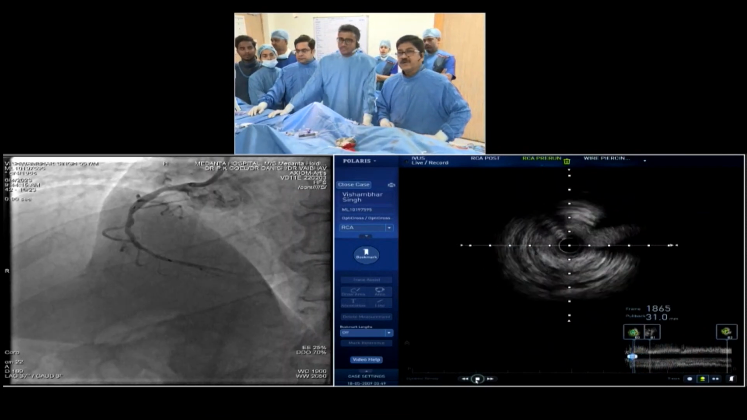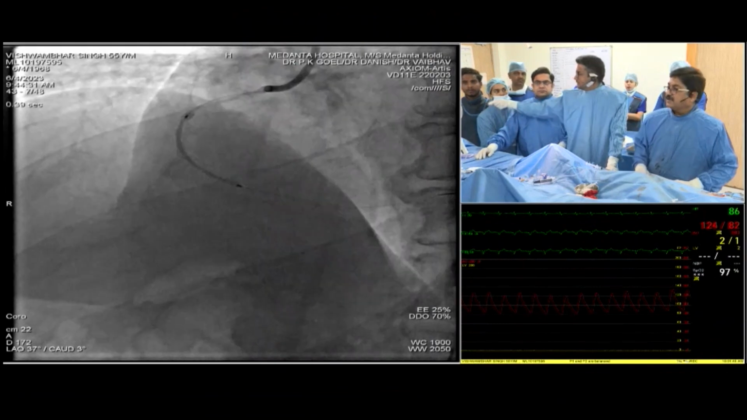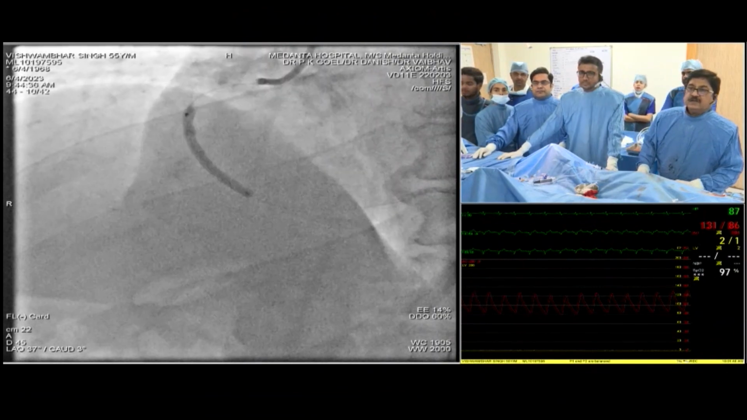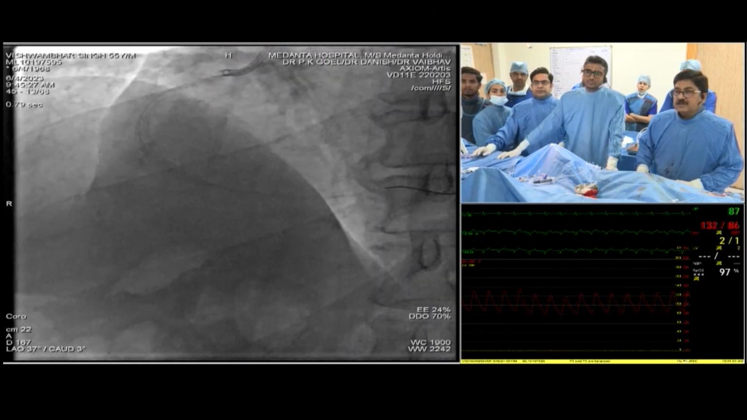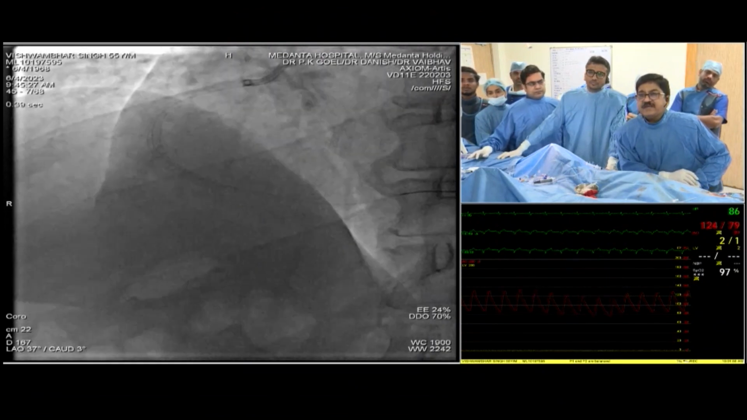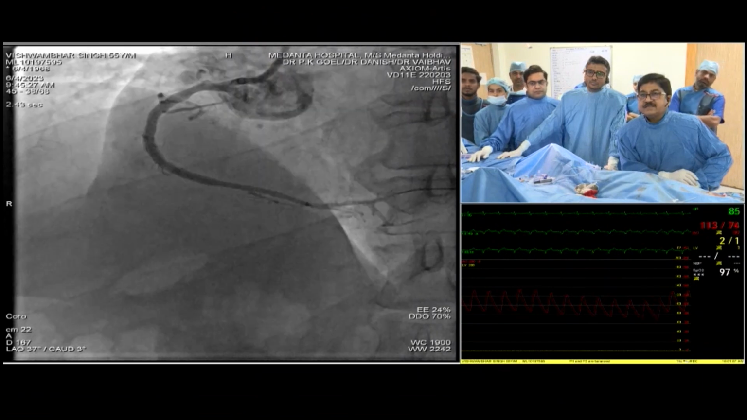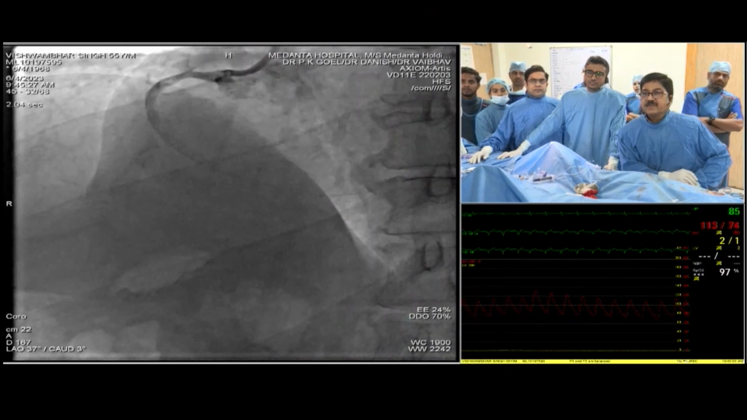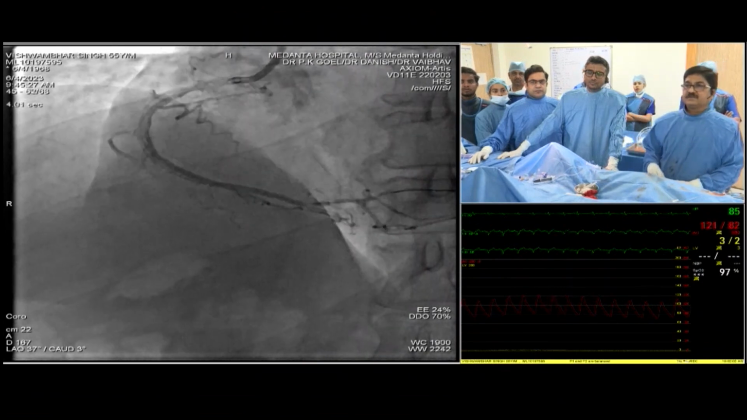So we can see the final result. Excuse me, sir, please tell me the stent size. Stent size is 3.5 by 38, Xience. Thank you very much. This is 3.5 by 38 Xience. Very nice result. Congratulations, Dr. Goel.